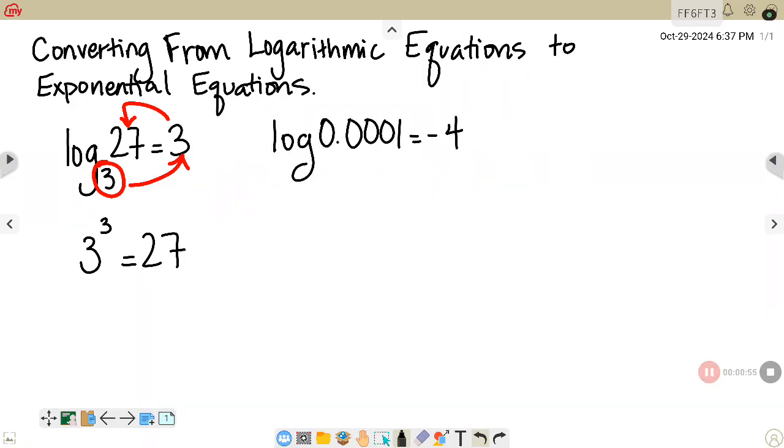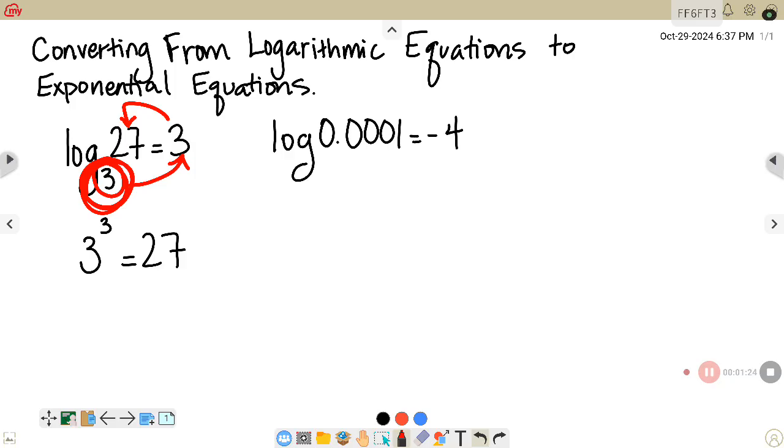On this next example, we have log of 0.0001 equals -4. Okay, remember the base of your logarithm is the base of your exponent. You can't have an exponent floating in the air without something that's being raised to that exponent. I don't see the base like I saw the 3 on the last one.